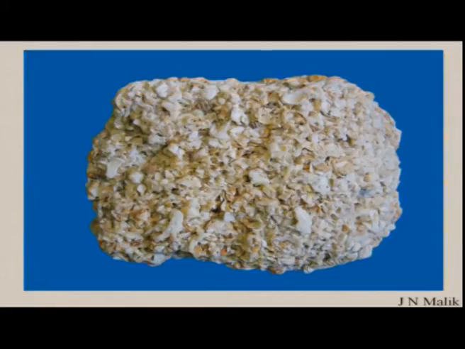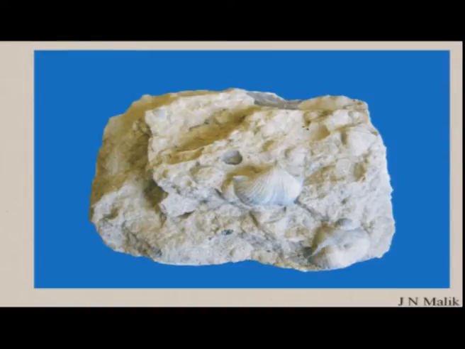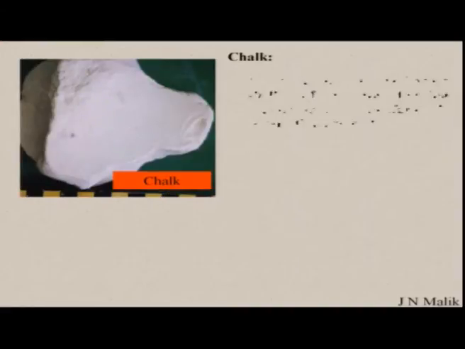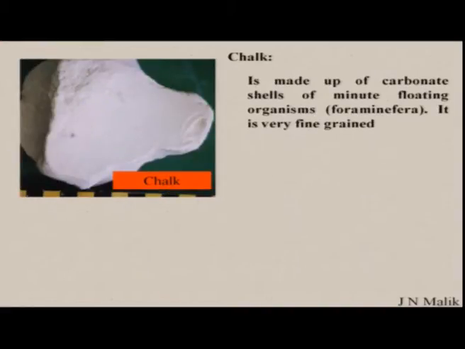These are all medium size shells, but here you have larger shells, and then a ground mass, whereas here mostly you see shelly material or broken shells. Then we have chalk, which is again a fine grain sedimentary rock. It is made up of carbonate shells and mostly very fine or small size organisms, which are termed as foraminifers.